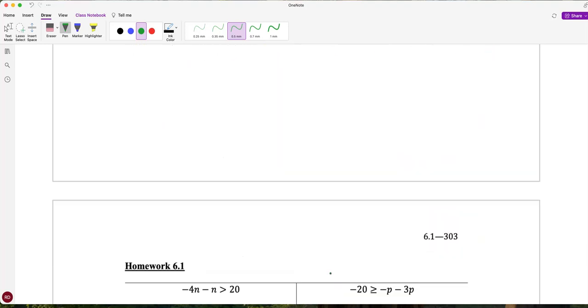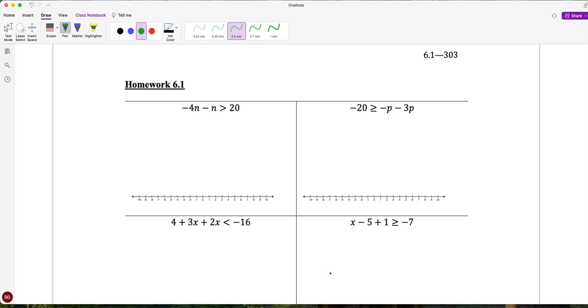And that leads us up into the homework for this section.